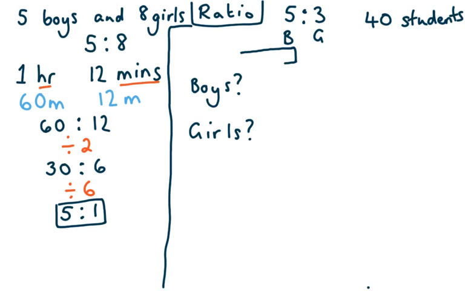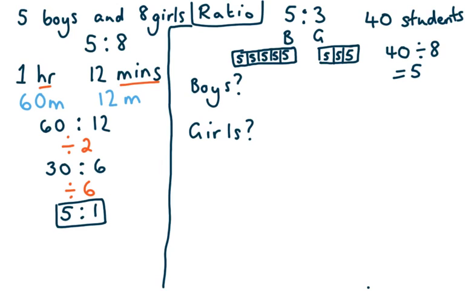So remember, we did bars and we said, okay, there's 5 lots of boys and there's 3 lots of girls. That means there's 8 lots of people altogether. So how many people in each of those boxes? 40 split into 8 boxes is 5. So there must be 5 people in each box. That means there must be 25 boys, because these add up to 25, and there must be 15 girls.